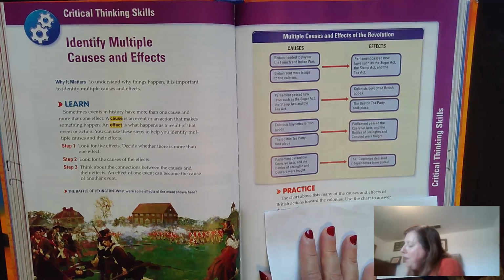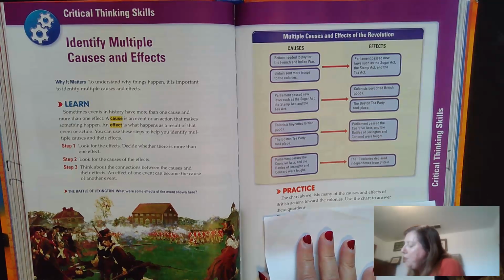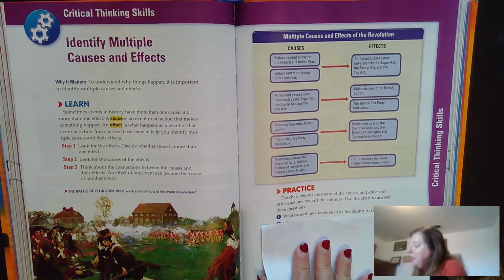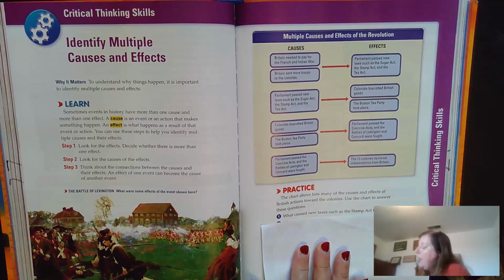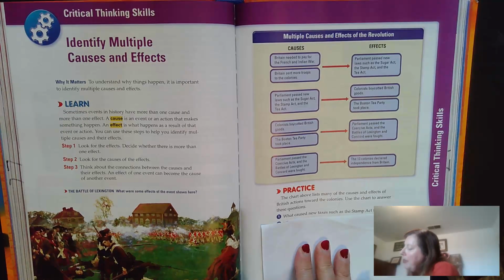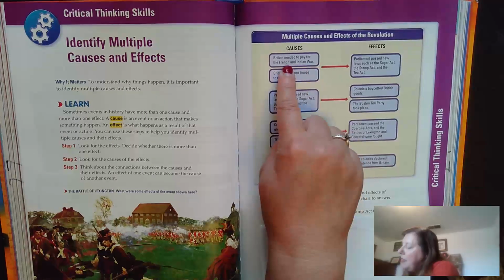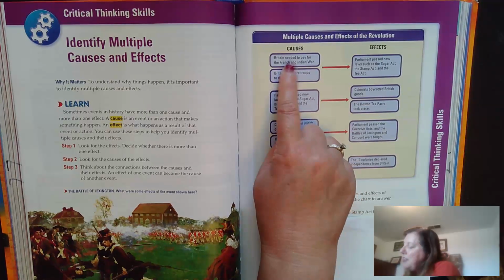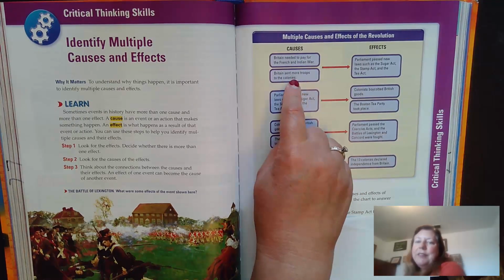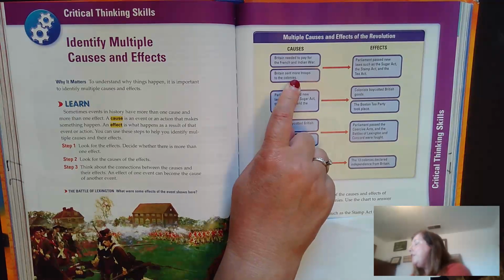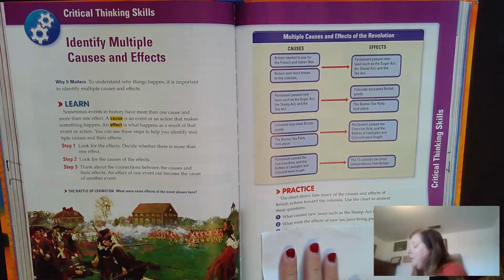Practice. The chart above lists many of the causes and effects of British actions toward the colonies. Use the chart to answer these questions. Number 1. What caused new taxes such as the Stamp Act to be passed? So here's the Stamp Act, and what caused that? The British needed to pay for the French and Indian War, and they even sent more troops over, so lots of troops to pay for.